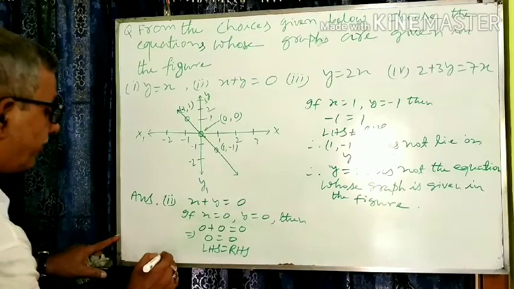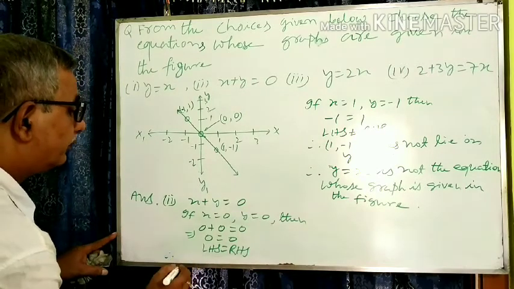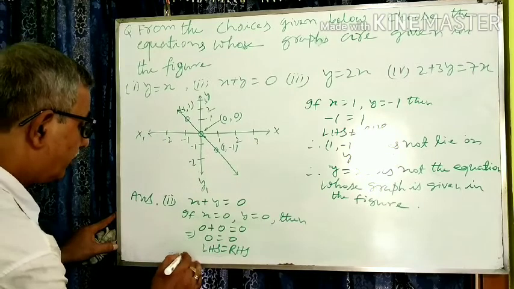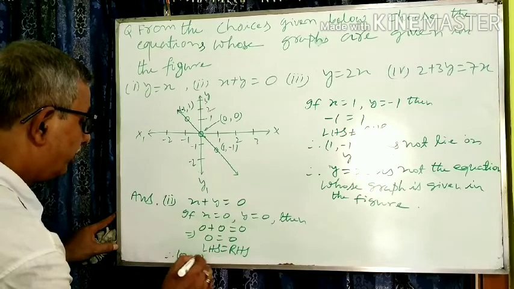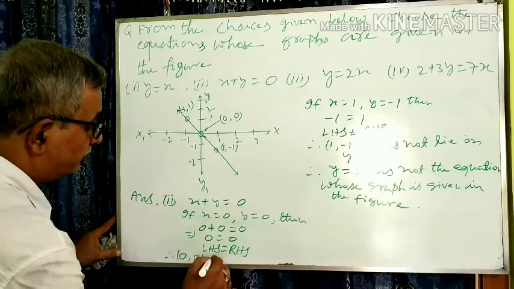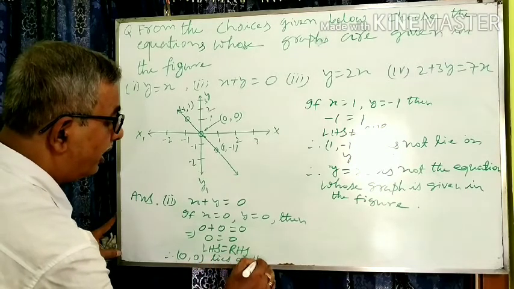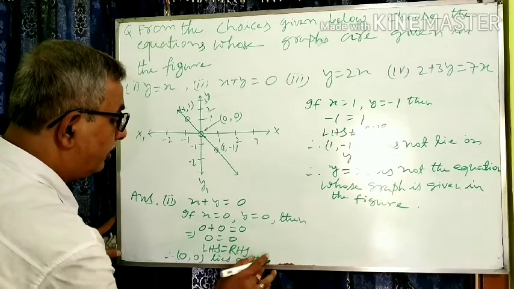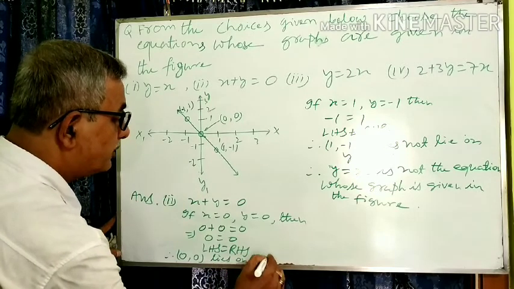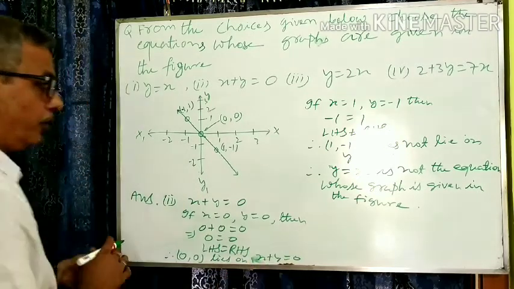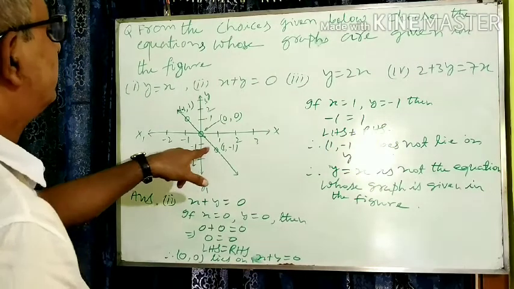Means, therefore, 0 0 is on the line. 0 0 lies on x plus y is equal to 0. Okay. Now one more point check. You check this one also.